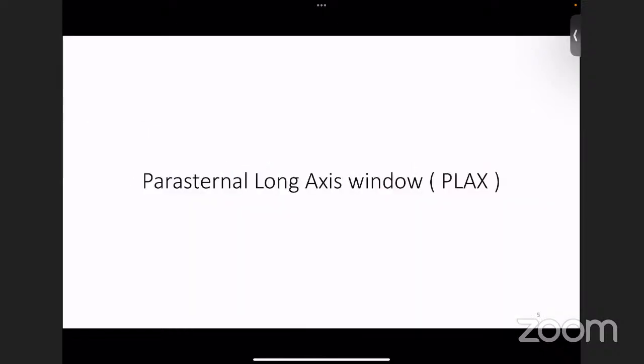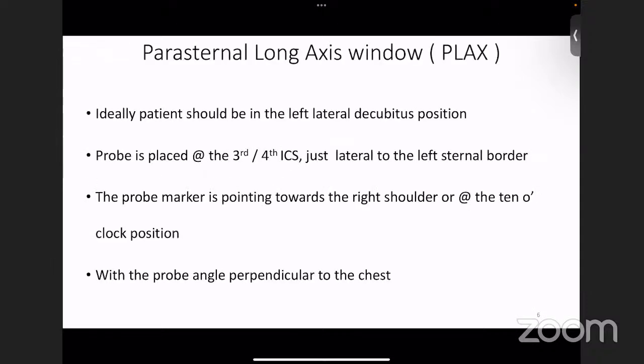So how do we do a parasternal long axis view? Ideally, the patient has to be in the left lateral decubitus position, but that is not possible in our ICU setting. Most of the time, you may have to do an echo even while the patient is sitting. The phased array probe is placed at the 3rd or 4th intercostal space, just lateral to the left sternal border. Why I say 3rd or 4th, it may be 5th also, because the anatomy of each person will change. So you have to sweep or slide the probe to get an ideal view. But ideally, we say you should look at the 3rd or 4th intercostal space.